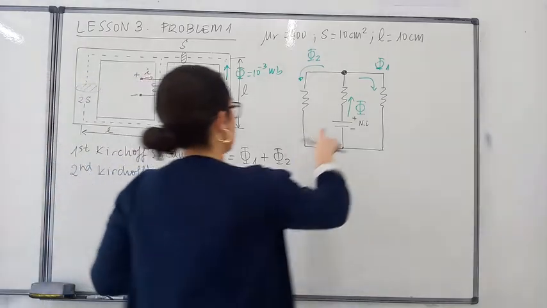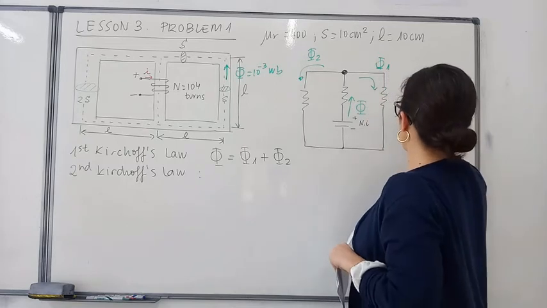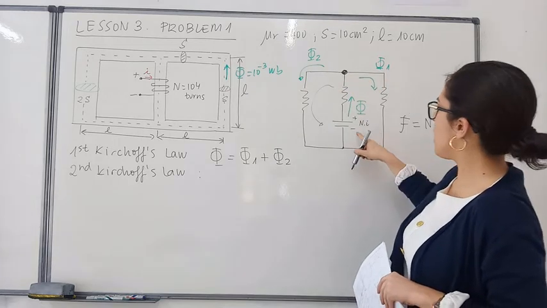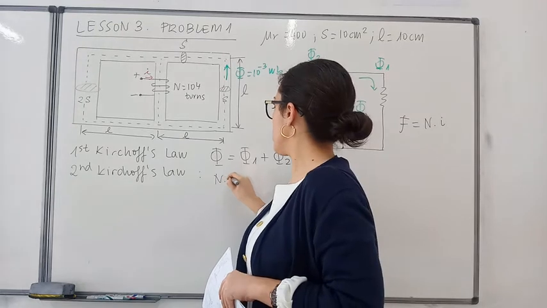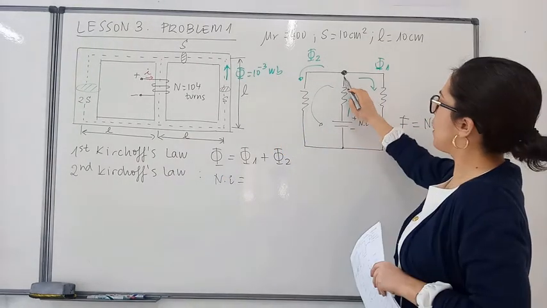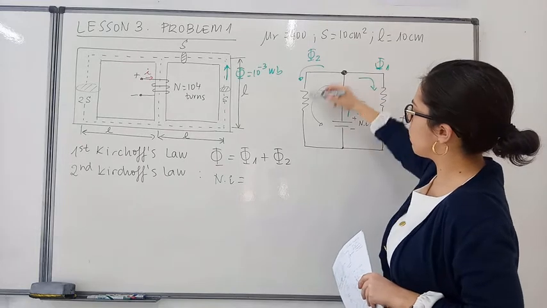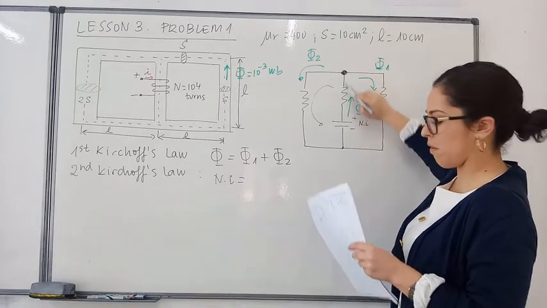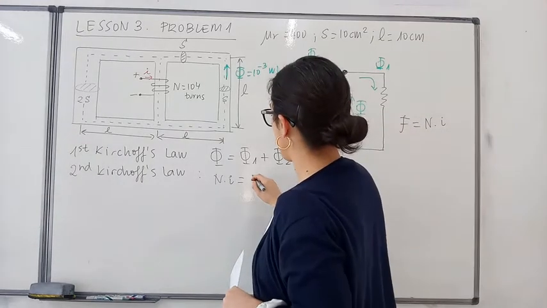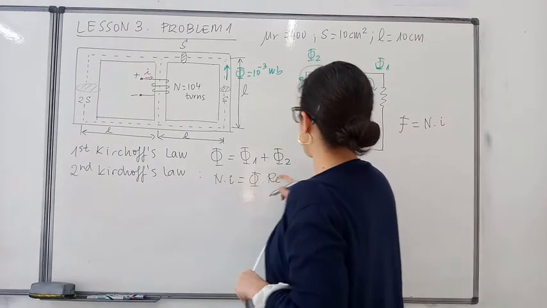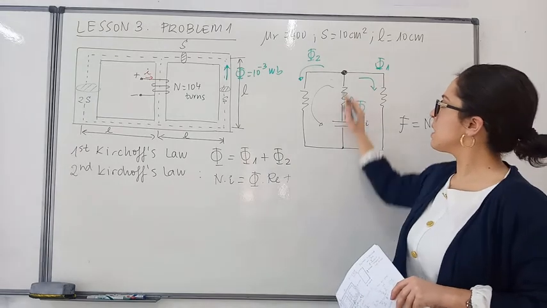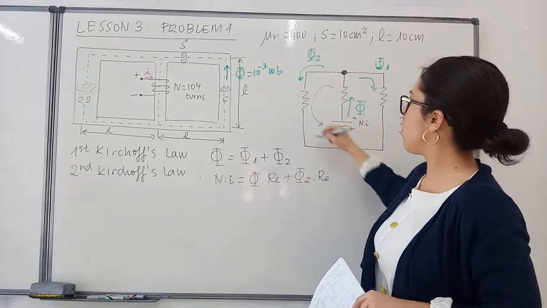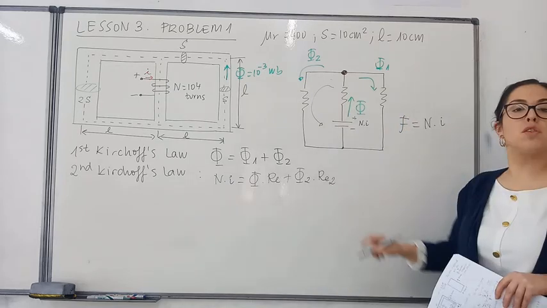So the way in which we can apply the second Kirchhoff's law to that mesh is by doing the following thing. The electromotive force was the number of turns multiplied by the current, okay? So in this mesh, the electromotive force must be equal to, in this branch, phi multiplied by the reluctance of this path, which is the central branch, plus in this other branch Phi2 multiplied by the reluctance of this magnetic length here, reluctance 2.